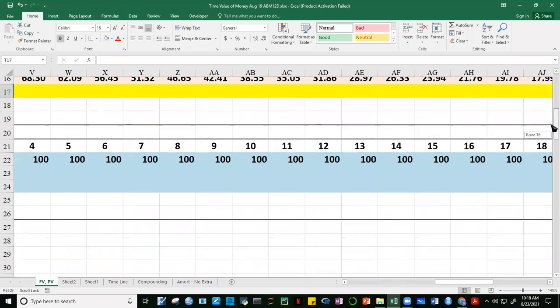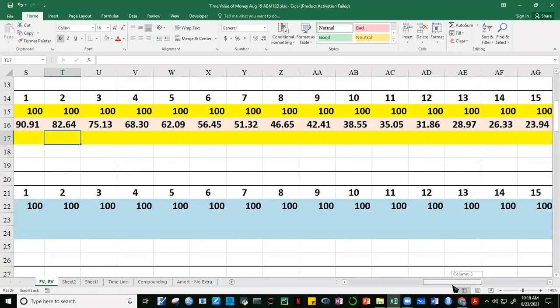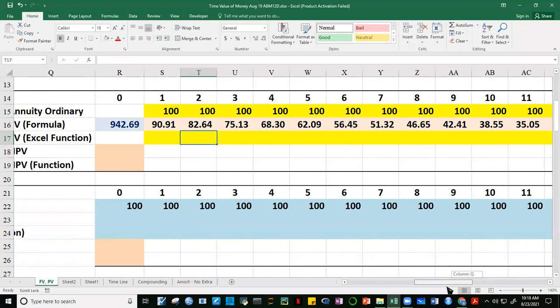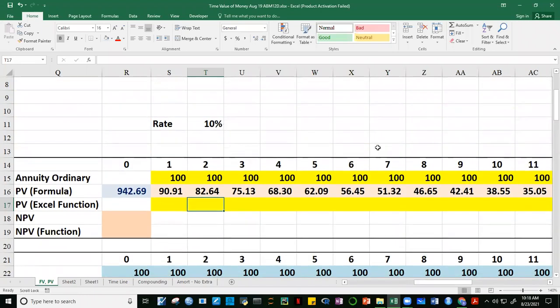So technically, guys, if you were asked, ano mas gusto nyo? 100 starting with year 1 hanggang year 30 or 942.69? Assuming the interest rate is 10%. What do you prefer, guys? Paki-chat nga. Yung A, which is 100 for the next 30 years. Yung B, yung 942.69 now. What's your choice, A or B? Paki-chat, please. I'll wait for your chat. Anong gusto nyo? Anong preference nyo?